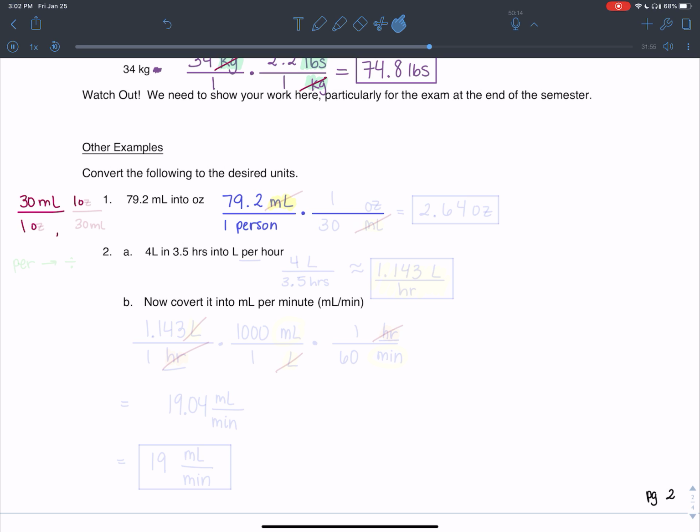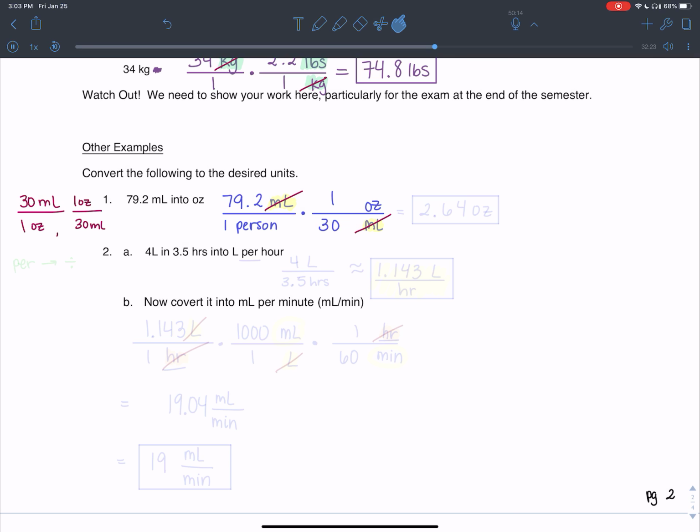And these should be the cards you have. There's one side, there's the other side. All right, so I have to choose which one I want, right? So notice the milliliters is on top, and if I want them to cancel, I should have milliliters in the bottom here, and ounces would go on the top. So this is 1 ounce and 30 milliliters, okay? Right, and then milliliters cancel. I'm left with ounces, which is what I want.